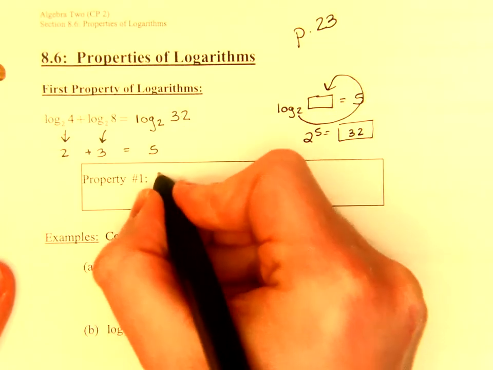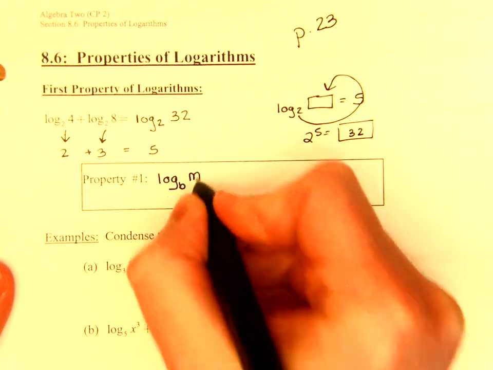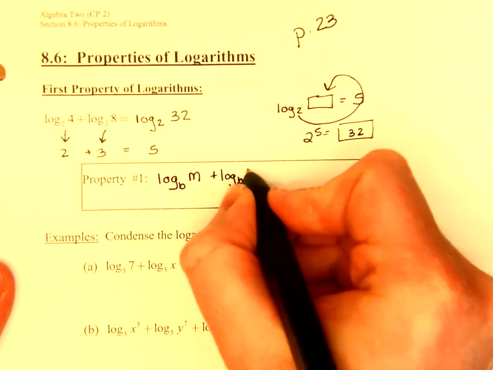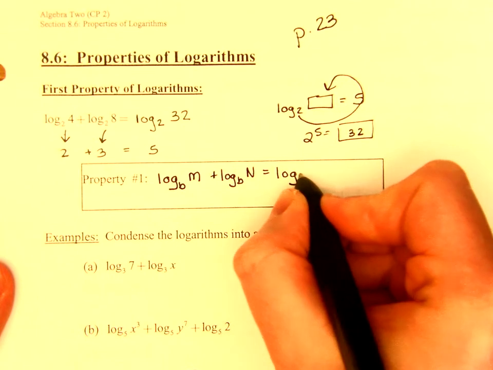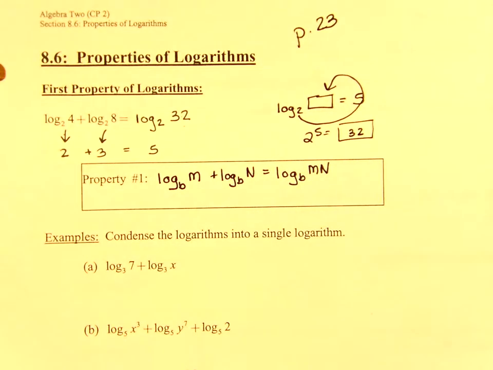Our first property says log base b of some number m plus log base b, the same base, of some number n, is going to equal log base b of m times n. When we add 2 logarithms together, as long as they have the same base, all we're going to do is multiply the stuff inside them.